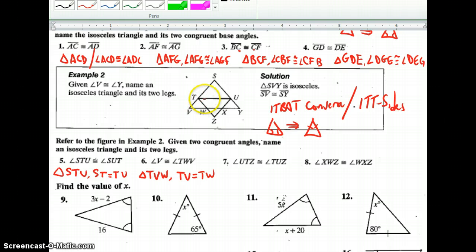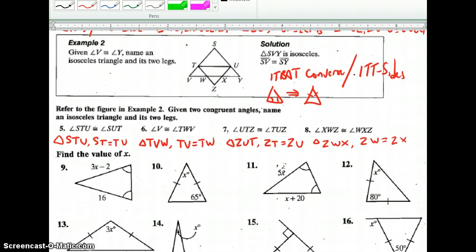UTZ is this angle in here, is congruent to TUZ, which is the angle in here. So the triangle is triangle Z, and Z is the vertex, so it's ZT and ZU. And the last one, XWZ and WZX, this little tiny one in here. I drew on it again. Z is the vertex of triangle ZWX. Those problems are probably easier than test problems, actually.